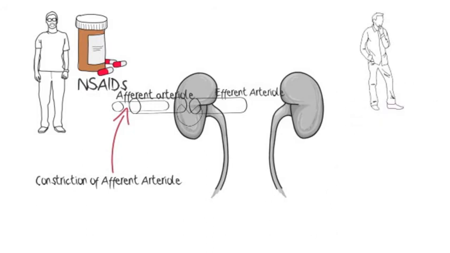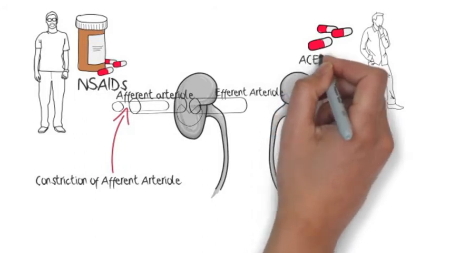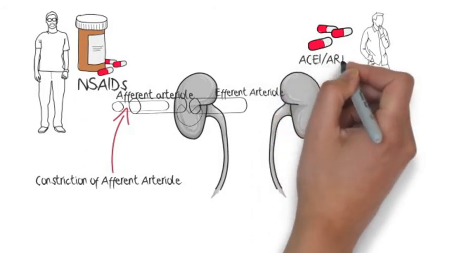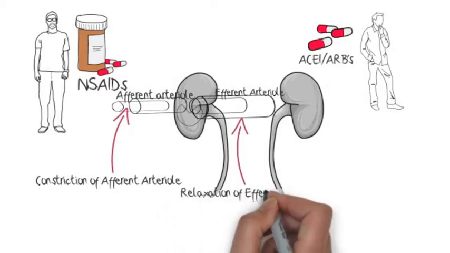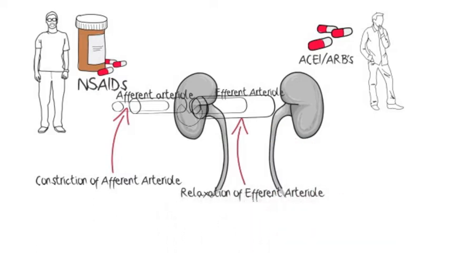This patient is taking ACE inhibitors. ARBs also have similar physiology. They decrease angiotensin II, which in turn causes relaxation of the efferent arteriole, causing low GFR and AKI.